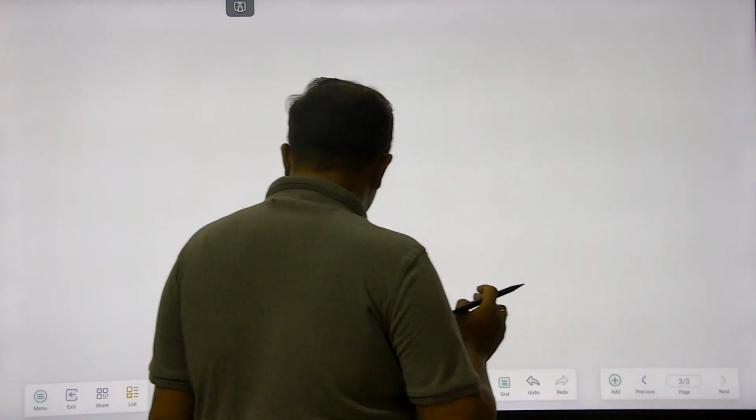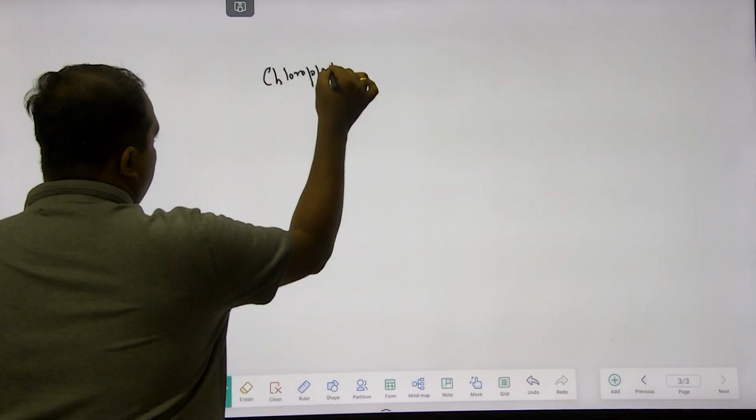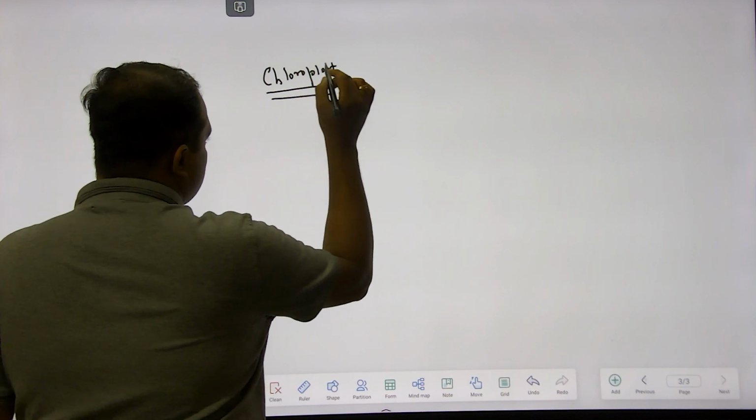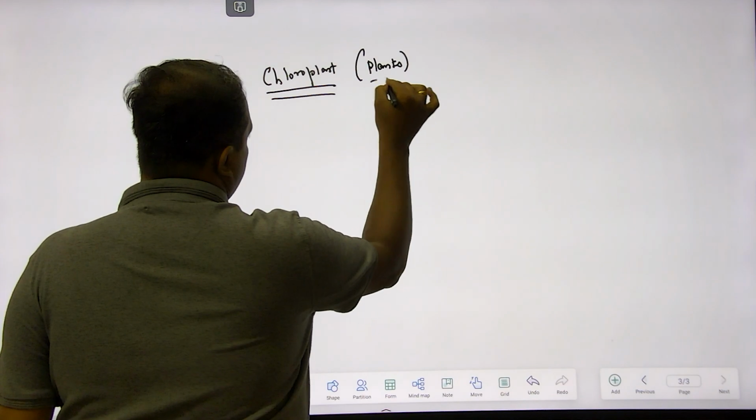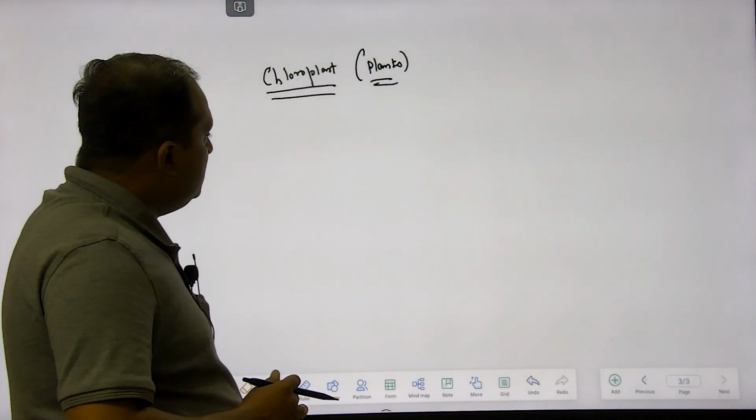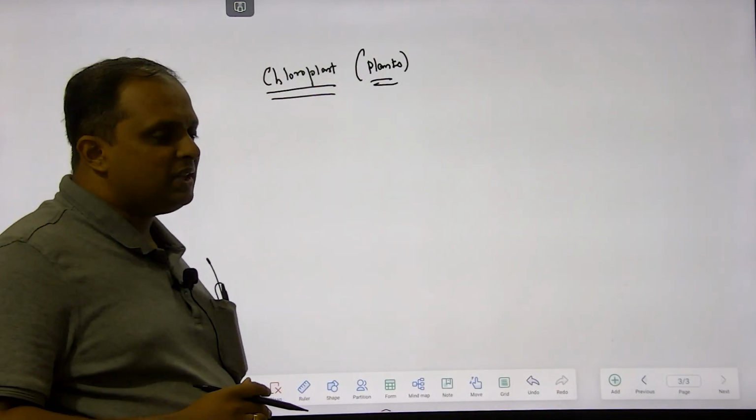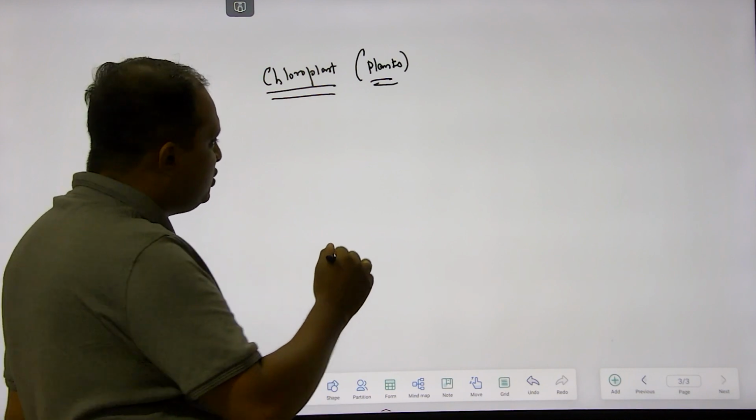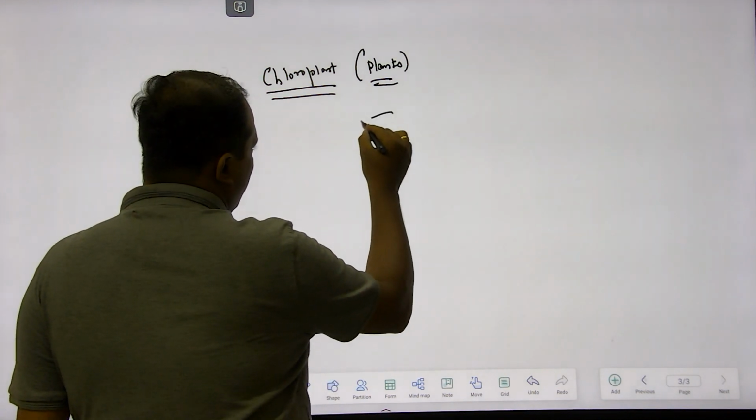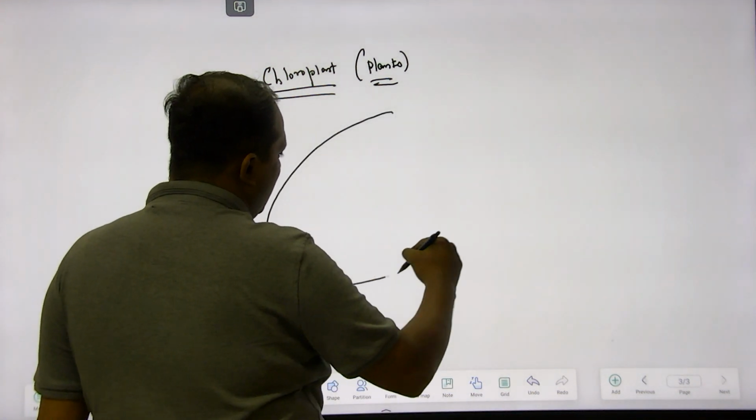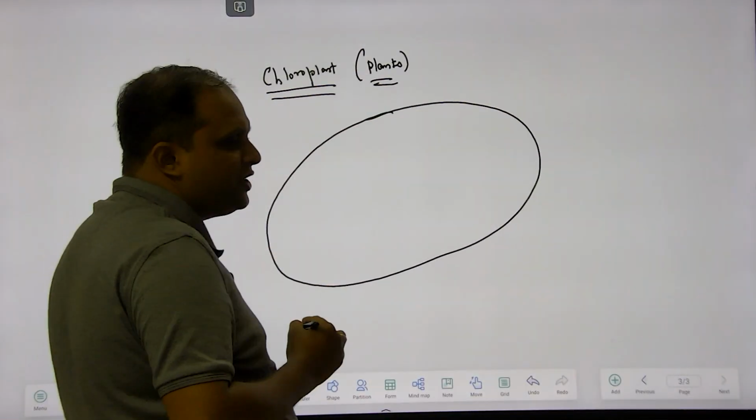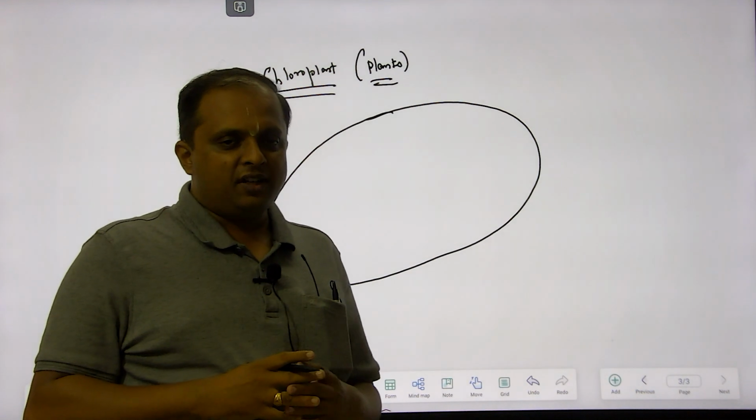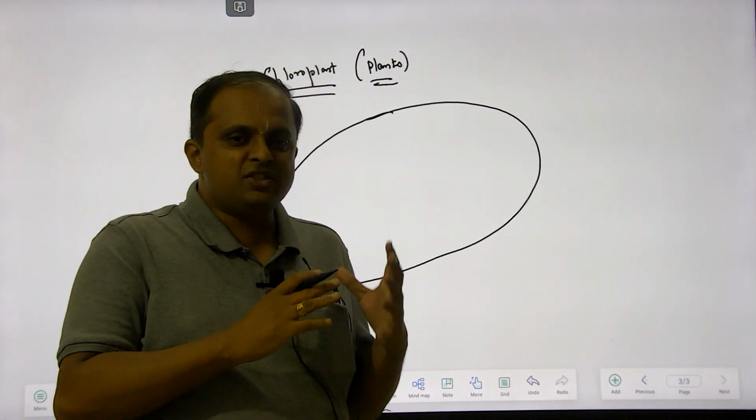Now, what is this chloroplast? Generally, as I said, it is exclusively seen in plants. The chloroplast in higher plants is generally a lens-shaped structure, something like this. So, is this the only structure of chloroplast?